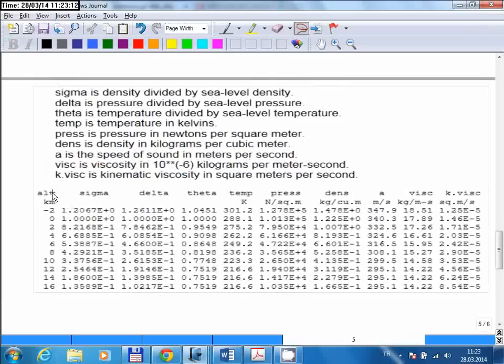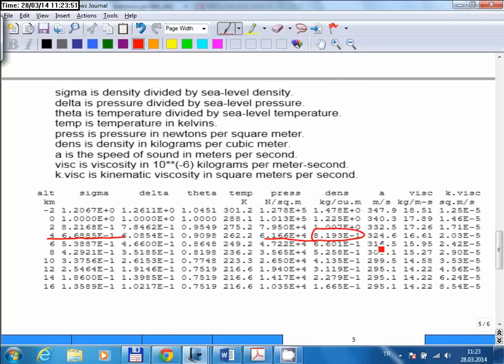So in this table, the altitude is given in terms of kilometers here. So 0 is sea level, and we have all these values given. The pressure is here, the temperature is here, density is here. This is speed of sound, viscosity, kinematic viscosity, they are all given in tables. So for example, if I ask you to calculate the force at 4 kilometers, you simply refer to this table and say that at 4 kilometers the density is this much.